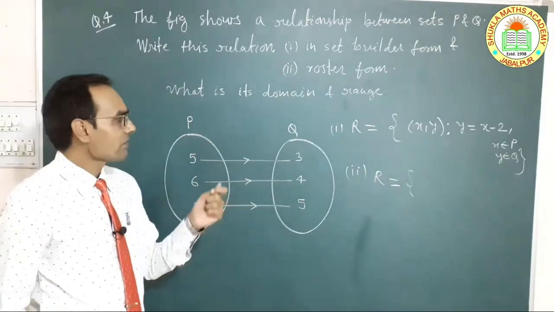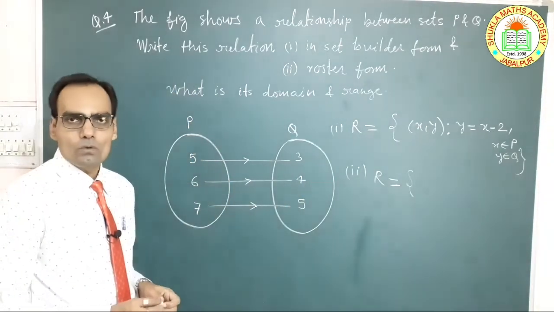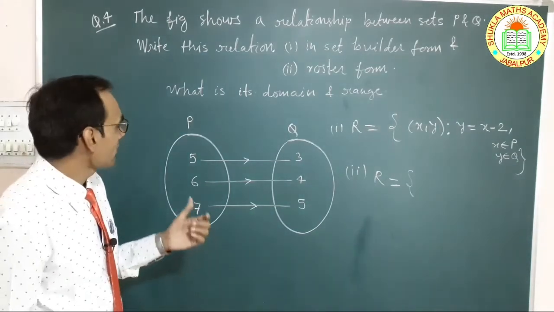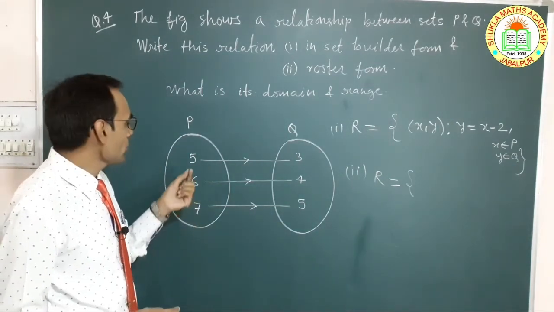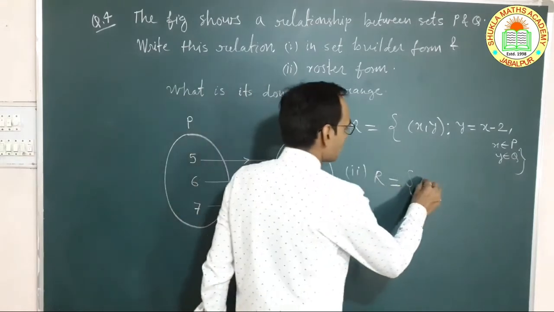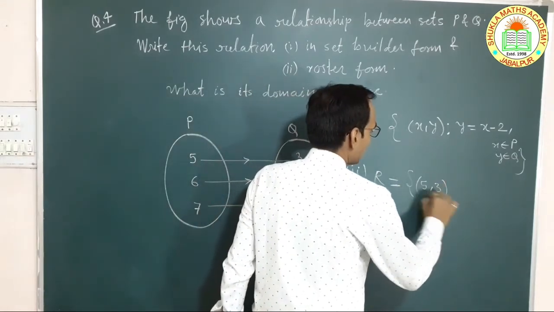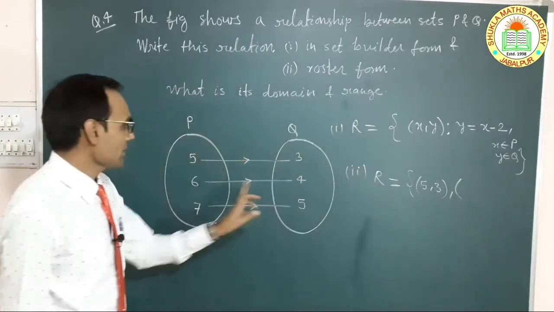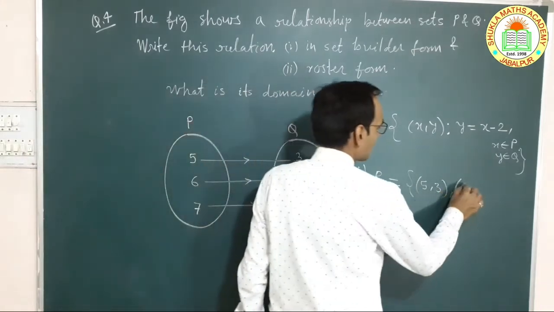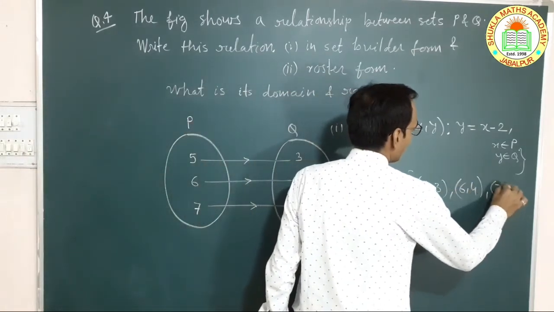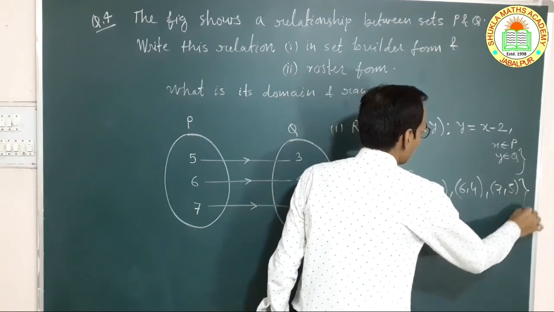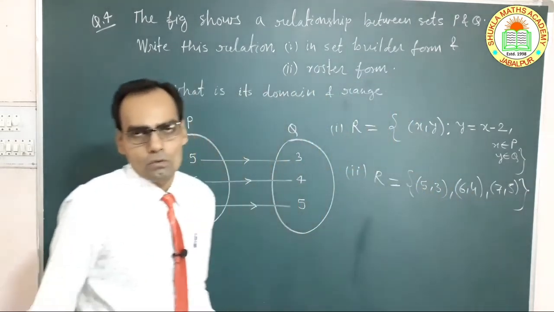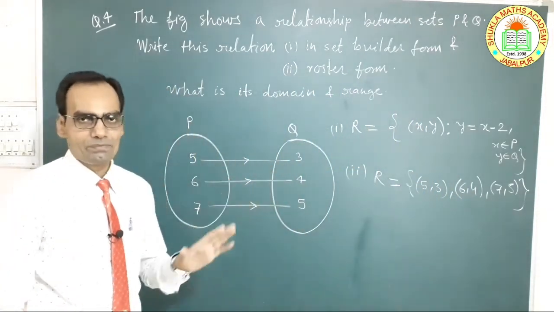And also write down this relation in roster form. So take the pair of the elements P and Q. So (5, 3) is the first element in the roster form, second is (6, 4) and (7, 5). So this is the roster form of the relation.